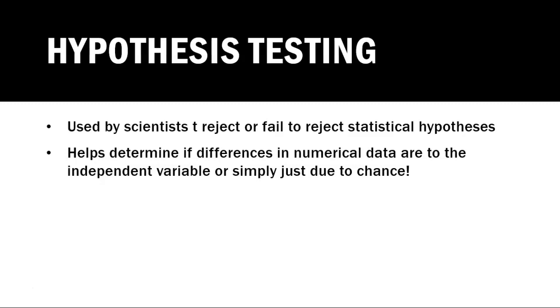Chi-square testing is used in hypothesis testing. This is used by scientists to reject or fail to reject statistical hypotheses. It also helps determine if the differences in numerical data are due to the independent variable or simply due to chance.